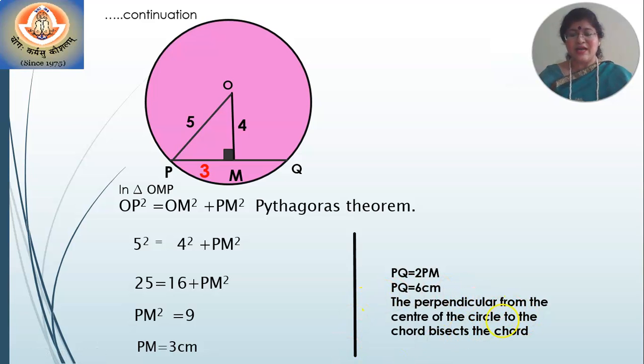And this is the reason I have mentioned the theorem here. The perpendicular from the center of the circle to the chord bisects the chord. So you could expect such type of questions in your forthcoming exam, wherein they give you two sides of the triangle. You have to find out the third side, and they tell you to calculate the length of the chord. Let us look into similar type of questions that I have given you. Take a book, make a note of it, and try to solve it on your own. Please have a look.